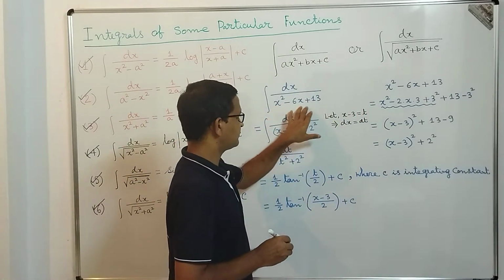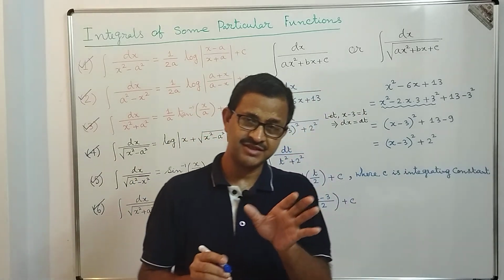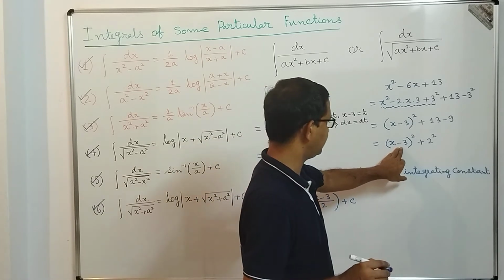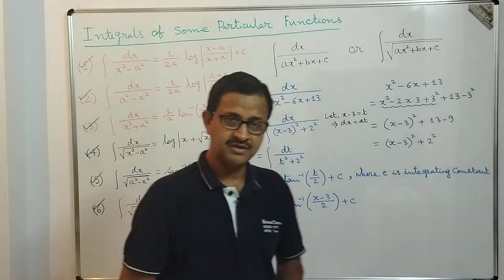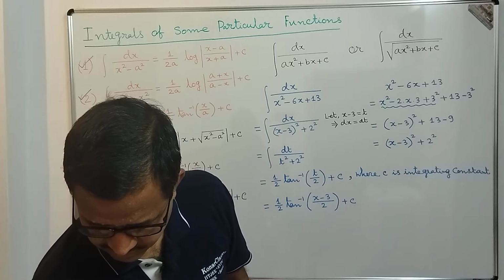This quadratic expression you need to transform to an expression like this: x plus or minus some constant whole square plus some constant whole square, so that it can give us the proper formula to apply. Let's work on the next question.